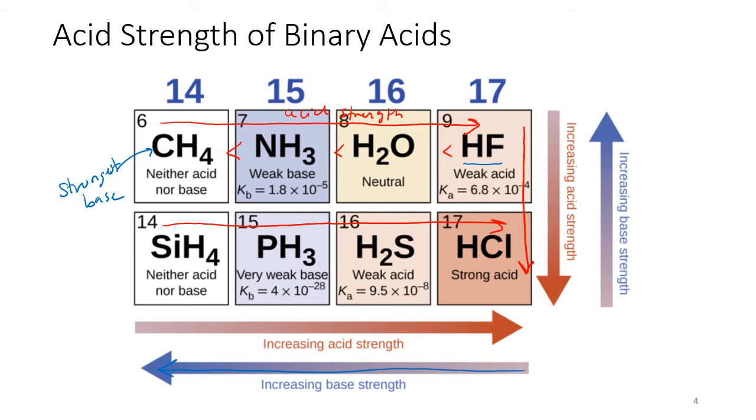HF is a weaker acid than HCl. Water is a weaker acid than H2S. Ammonia is a weaker acid than PH3. Methane is a weaker acid than SiH4. So every time as you continue to go down within a given family, the acid strength is going to increase due to the size of that conjugate base getting bigger. Whereas when you're working within a given period, it's the electronegativity that impacts the polarity of the bond and the acid strength.